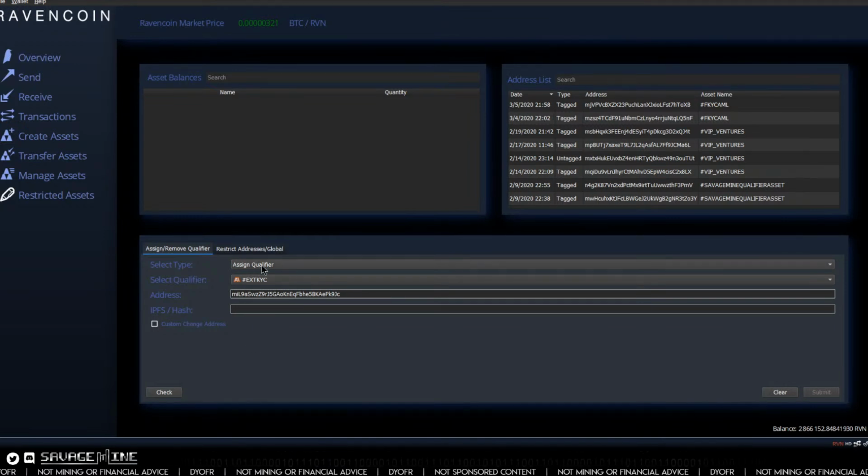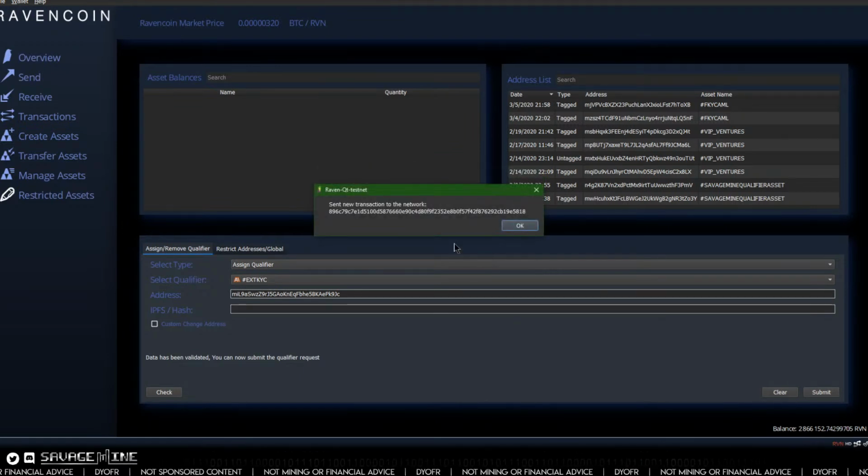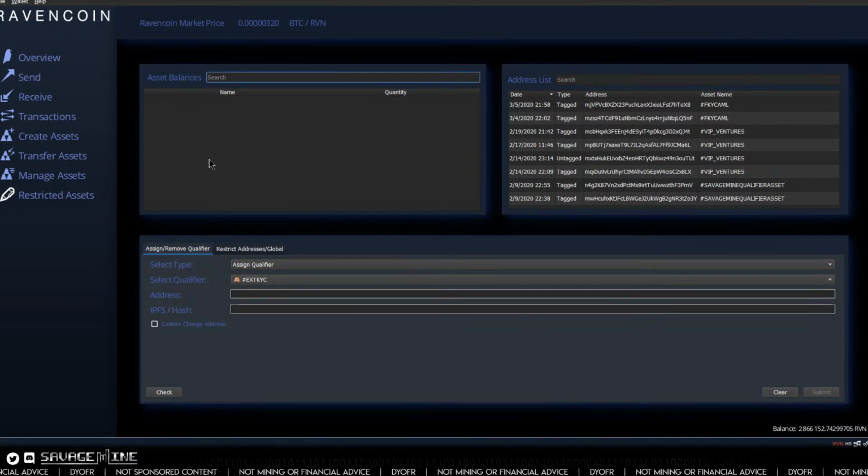So we're assigning the qualifier, which is the tag, to the address so that it can hold, because we need to create a restricted asset. I think that this is right. Let's check. Okay, so now we're going to submit the qualifier request. All right, sounds good. Let's see how bad we can mess this up. All right, so that looks good.